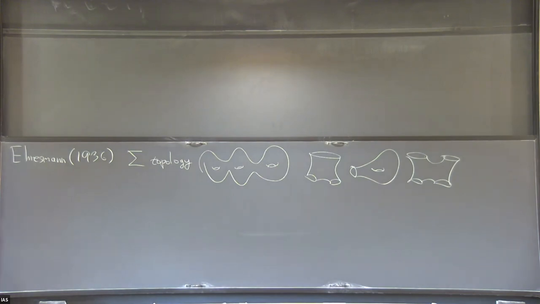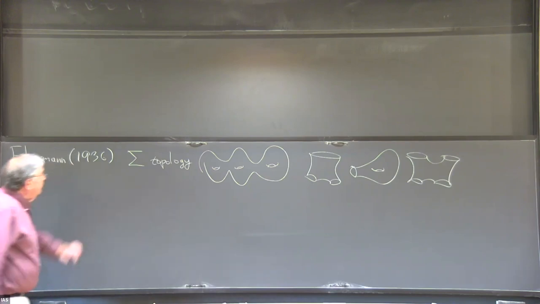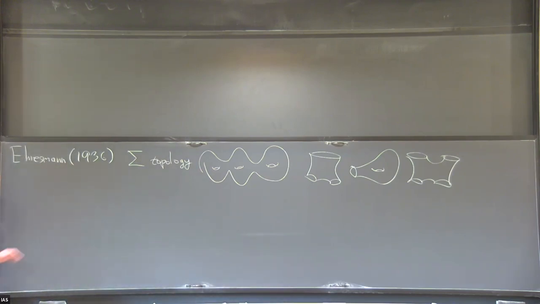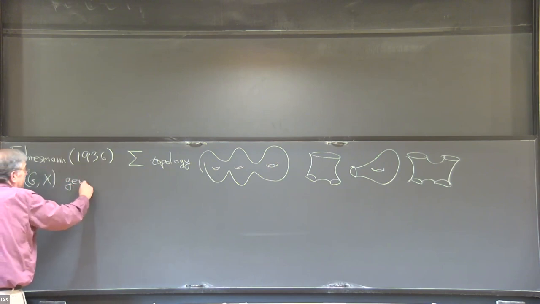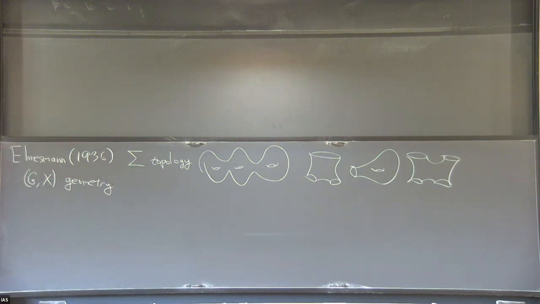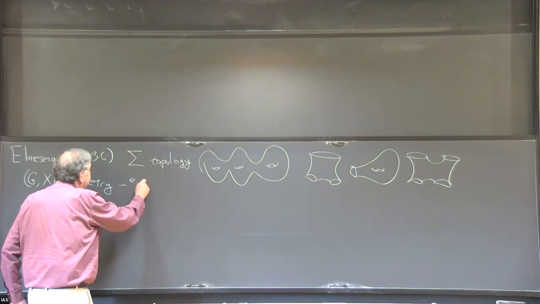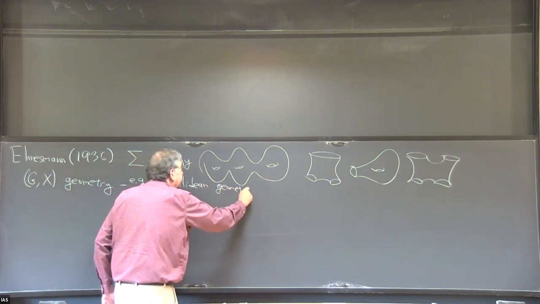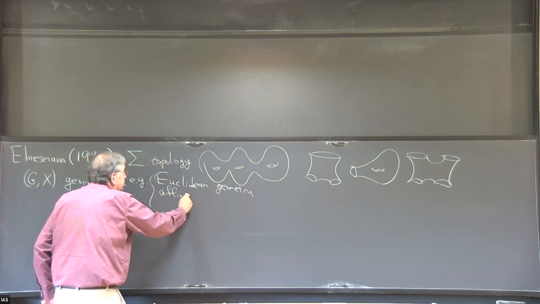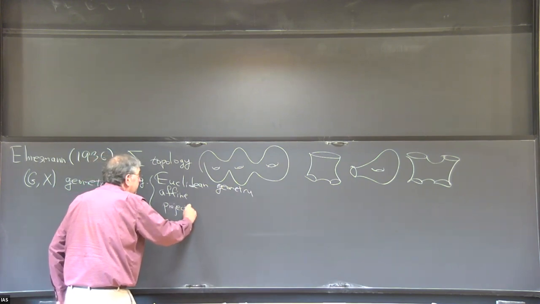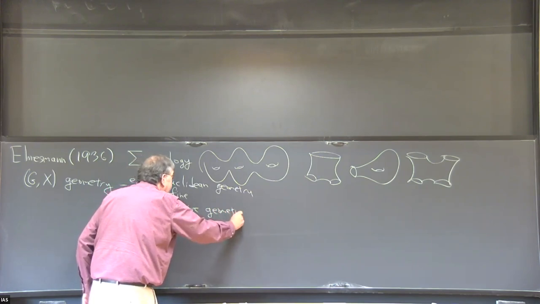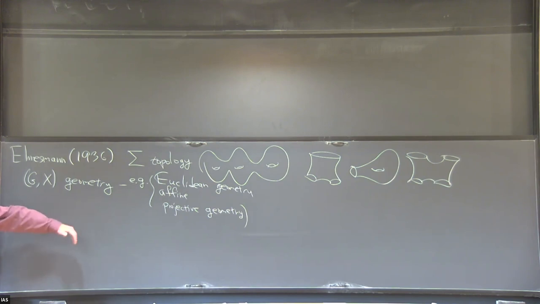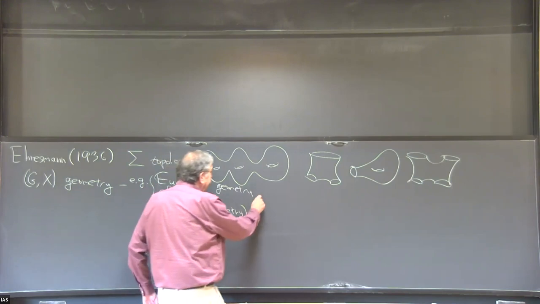This is an extremely general construction. The first side of the relation is the topology, sigma. The second side is the geometry, and this will be affine geometry, arising from a homogeneous space of a Lie group. So for example, Euclidean geometry, and the ones I'll talk about today, affine and projective geometry. Projective geometry includes affine geometry, which includes Euclidean geometry, and projective geometry also includes hyperbolic geometry.